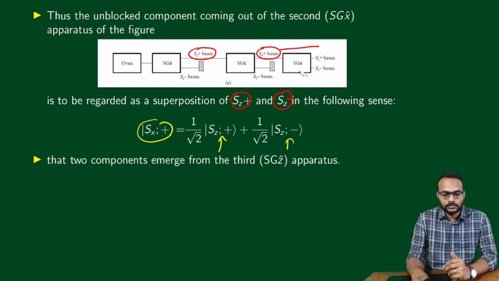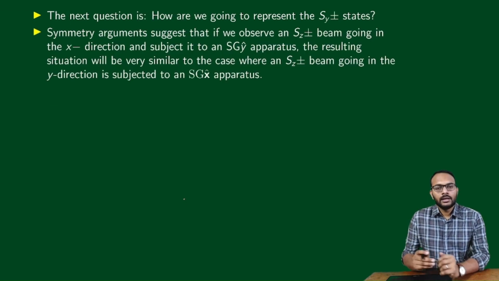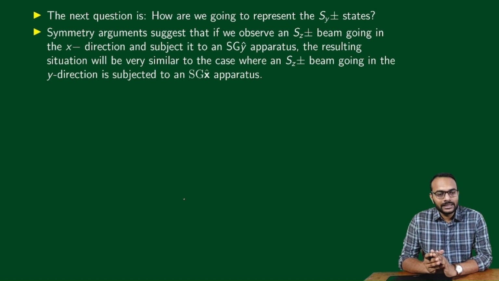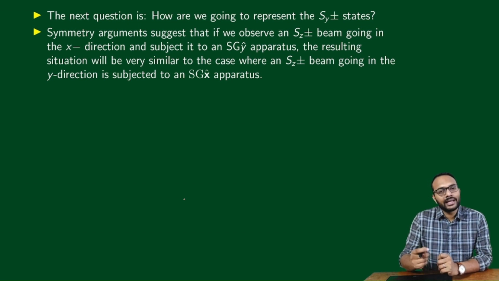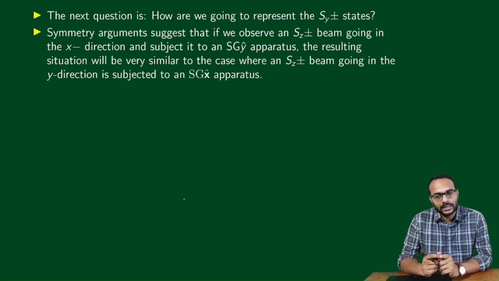Now all that looks well and good, but there's one more question to be answered. How are we going to represent the Sy plus and minus states? There are also states corresponding to a spin along the y-axis. You could put the magnetic field along the y-axis as well, and then we'll get two spin states, Sy plus and minus. Obviously there's nothing special about x, y or z directions. This is just a choice of our coordinate system.